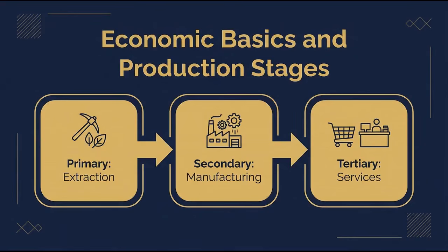Primary production extracts natural resources, like farming, fishing, and mining. Secondary production manufactures goods, for example, transforming raw timber into furniture. Finally, tertiary production provides services, like retail or delivery.